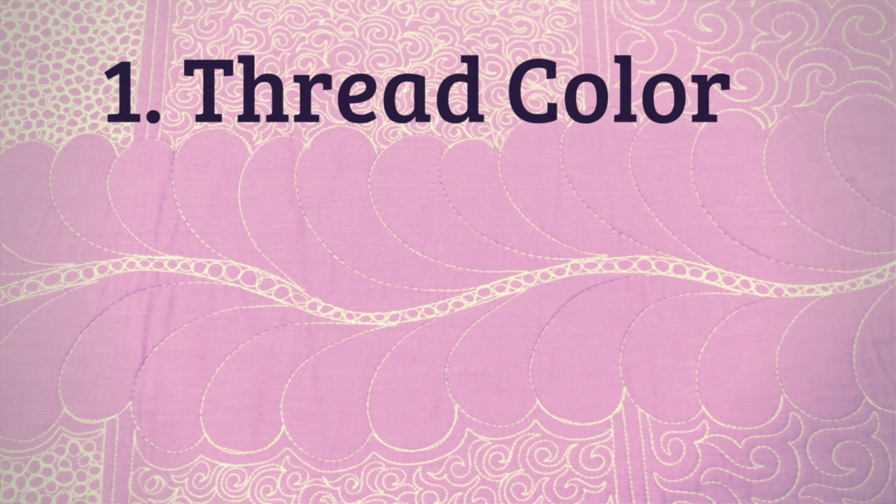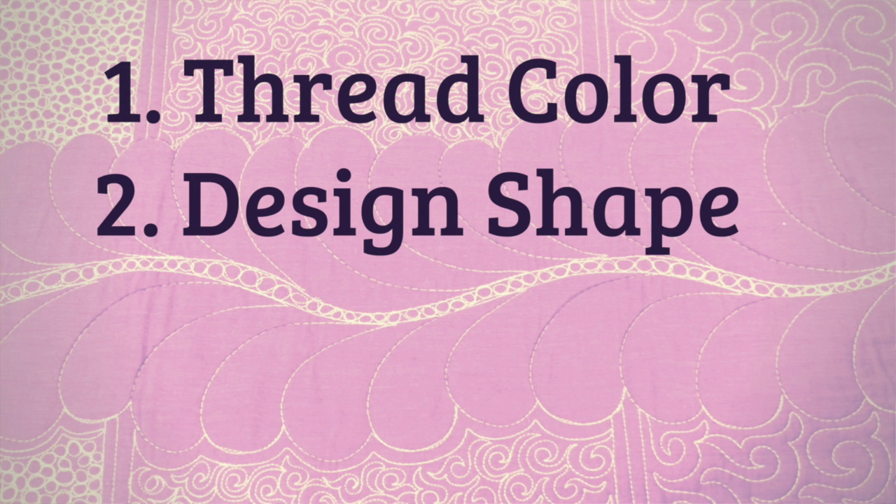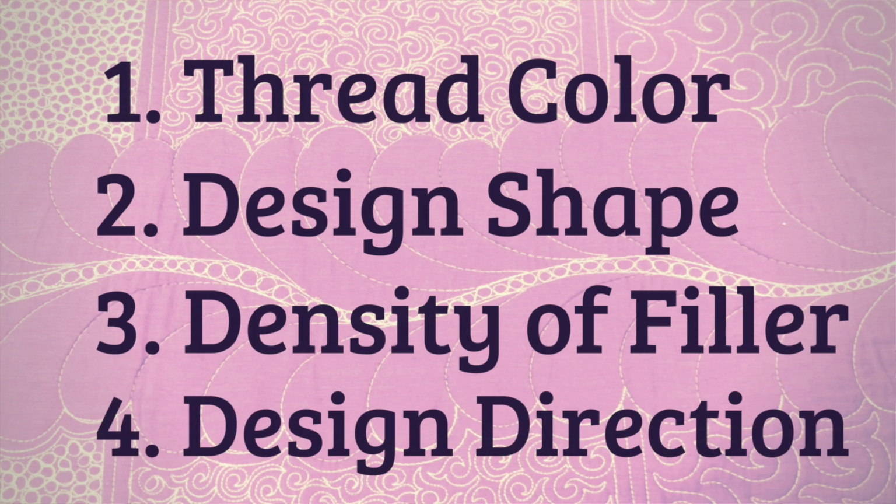Now there's 4 different ways that you can get contrast to your quilting designs. There's the thread color that you use, the shape of the design, the density of the design, and the direction. If all 4 of those are different than the main design, then you'll have a lot of contrast, really making that design pop. If all 4 of them are the same, then it's going to help blend it in.